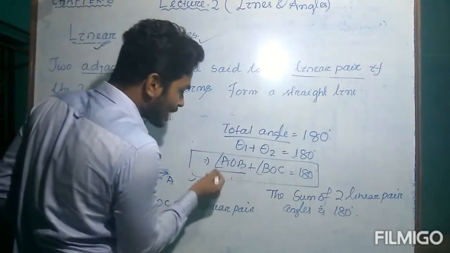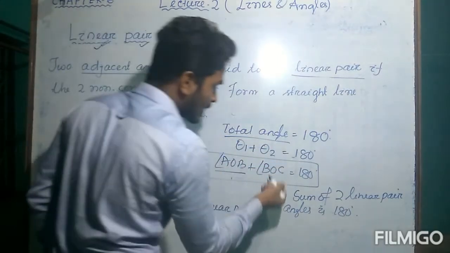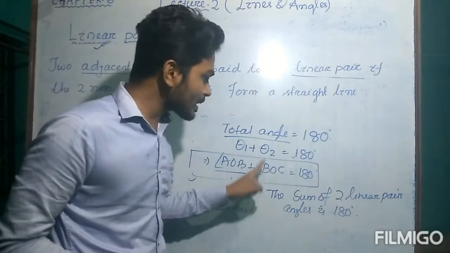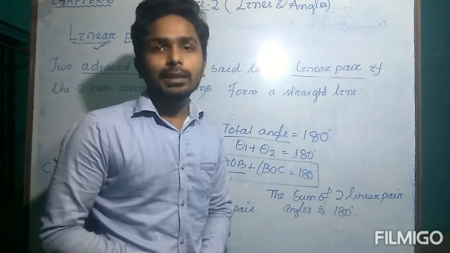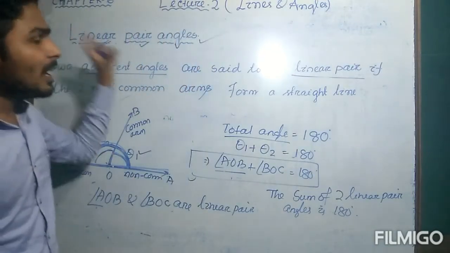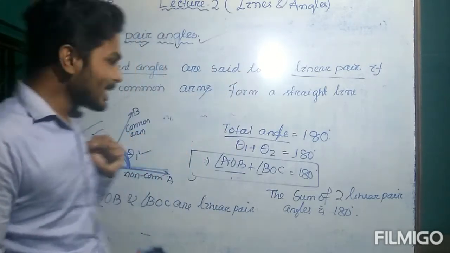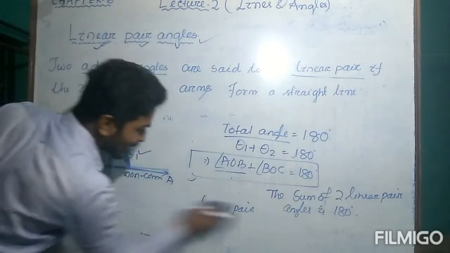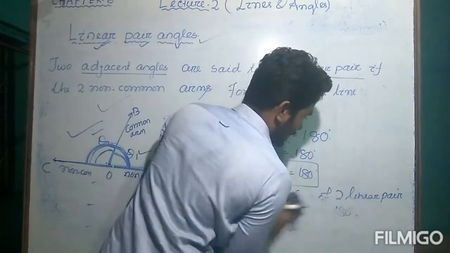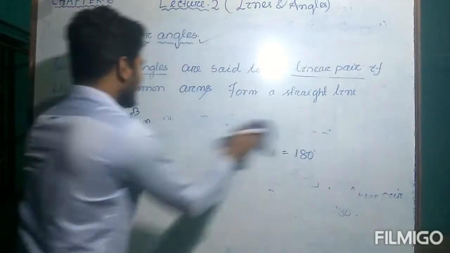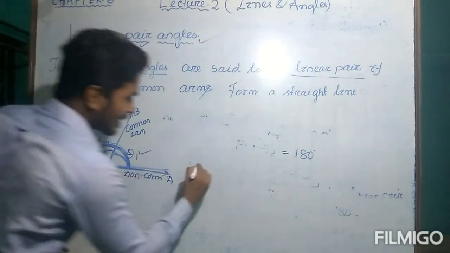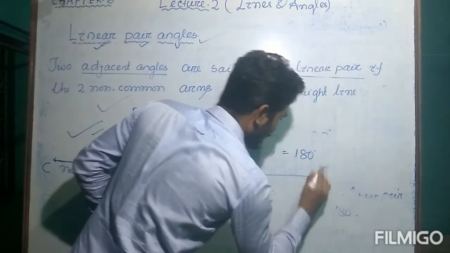In place of theta 1 we write AOB angle, and in place of theta 2 we write BOC angle. So the two adjacent angles or the two linear pair angles combine to give 180 degrees. Okay, so this is the complete idea about linear pair angles. From this concept we get another conclusion. See, it is a straight line. Yes or no? Yes, it is a straight line.